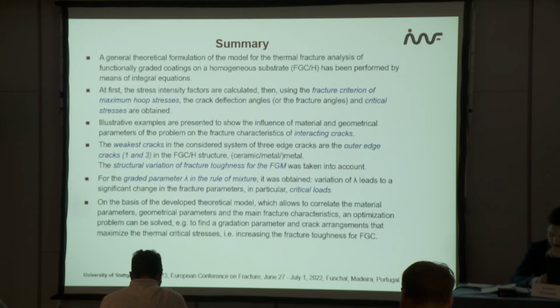And I come to some conclusions. Illustrative examples are presented to show the influence of material and geometrical parameters of the problem on the fracture characteristics of interacting cracks. The weakest cracks in the considered system of 3 edge cracks are the outer edge cracks 1 and 3. The structural variation of fracture toughness for the FGM was taken into account. For the graded parameter lambda in the rule of mixtures, it was obtained that variation of lambda leads to a significant change in the fracture parameters, in particular critical loads.